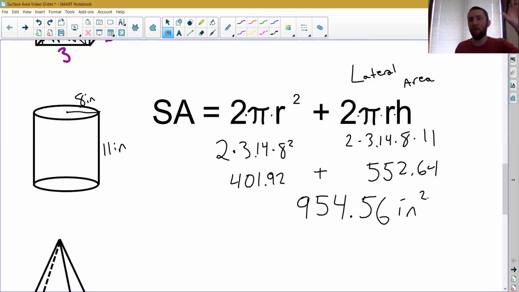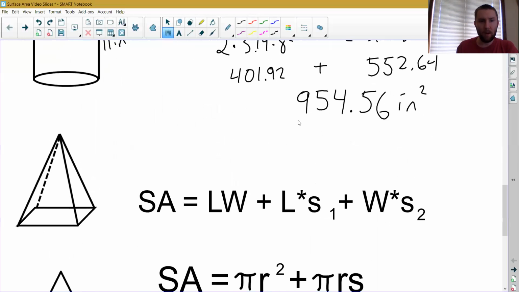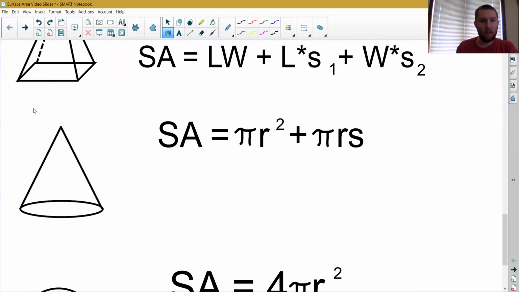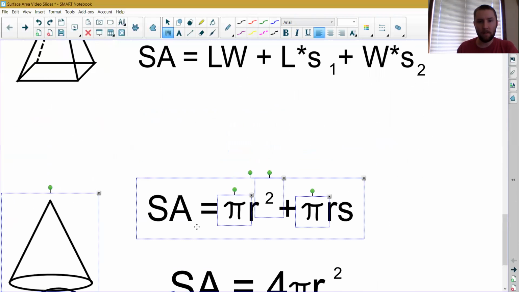It's 2 pi r squared for the top and bottom circles, plus 2 pi rh for that soup can label that we would wrap around. Okay, now if we move on to pyramids and then cones, I'll move that down for just a second.